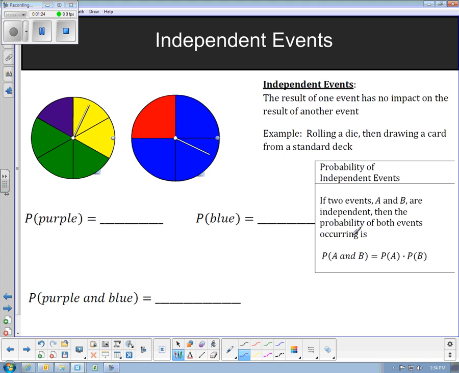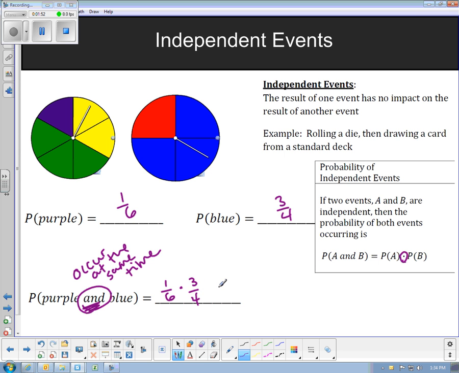So if we were looking at the probability of independent events and we wanted purple and blue, this is when they occur at the same time. That means we need to multiply them together. That's when we have the probability of A times the probability of B. So here we'd have 1/6, here we have 3/4. If I want them to occur at the same time, I take 1/6 and multiply by 3/4, and I can reduce that. That gives me 3 over 24, or 1 out of 8. So that's when I have an "and," a probability of purple and blue, and these are independent events.